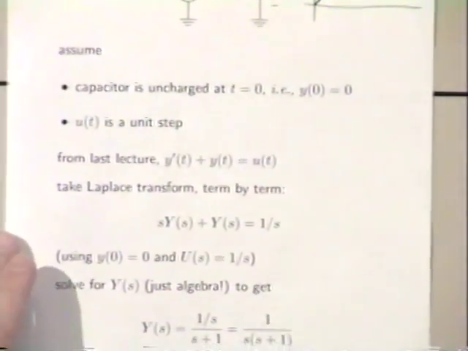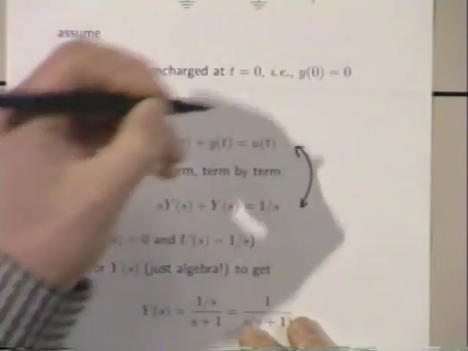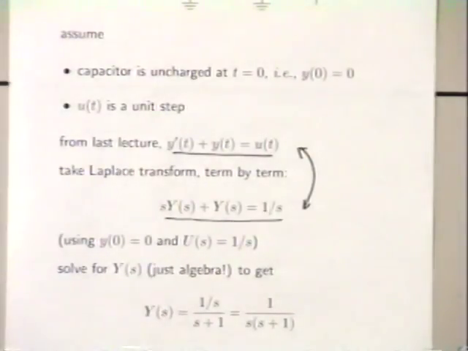Now, look at this. This is it. This is the whole point right here. The whole point is that a differential equation just got turned into an algebraic equation. That's the entire point of the Laplace transform.